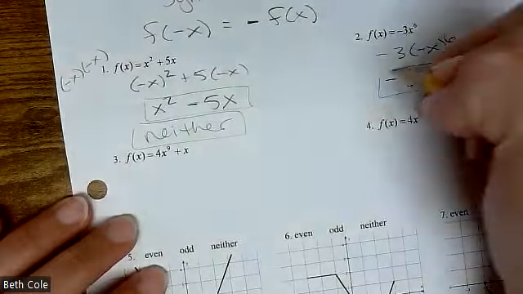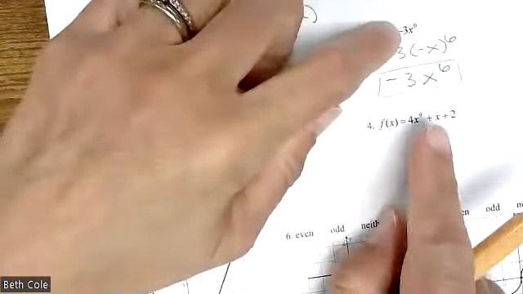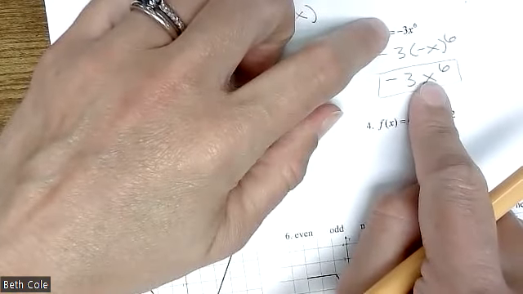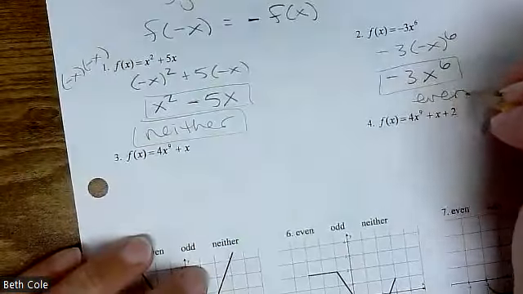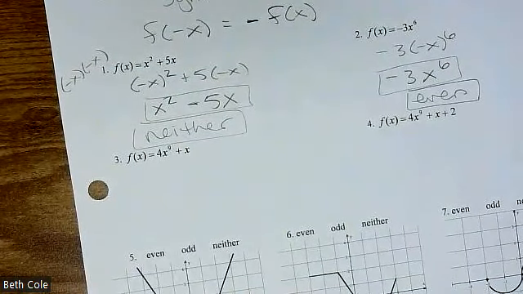So this is what we ended up with. Then you compare that with what you started with. Here's what we started with. Here's what we ended up with. What do you notice? It's the same, so it is even. Same means even, odd means opposite.